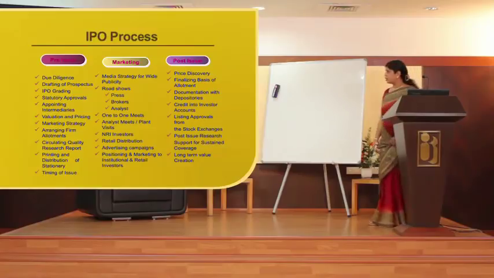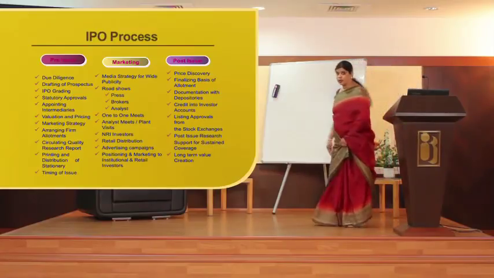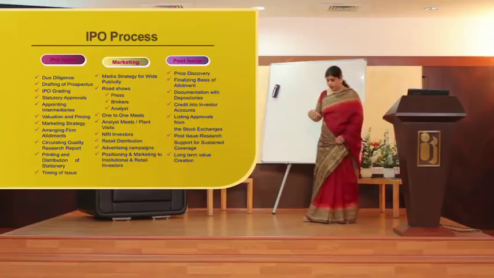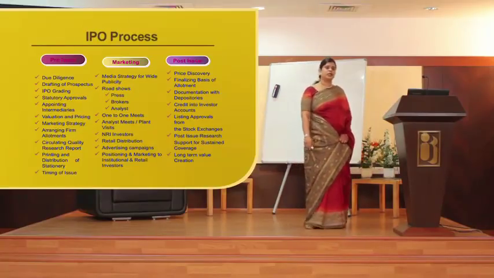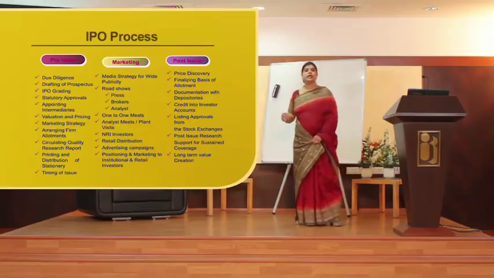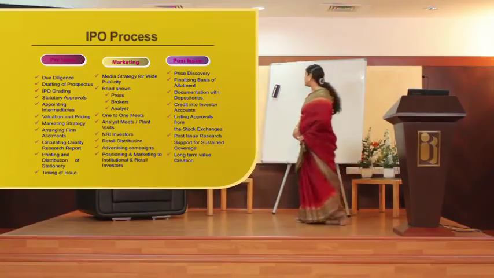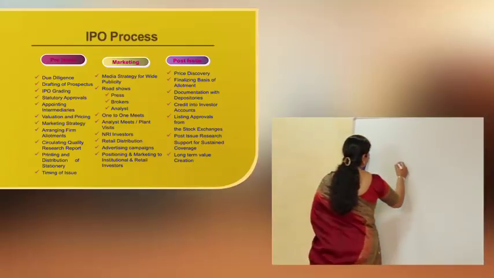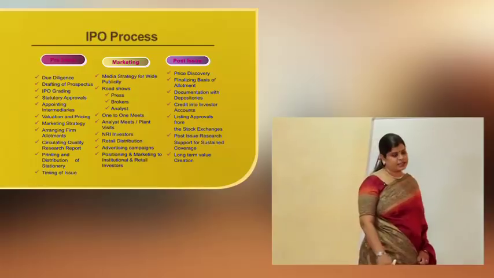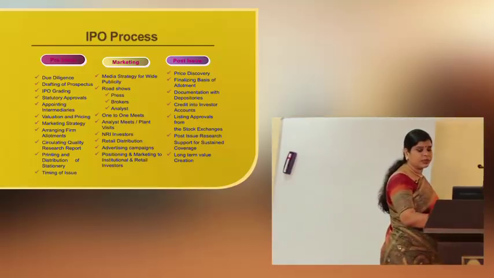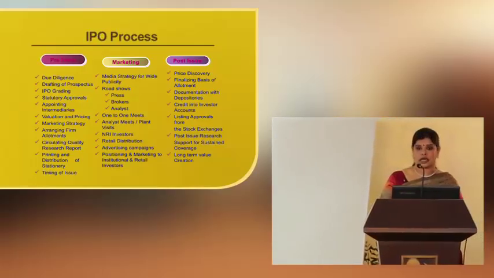Finalizing the basis of allotment, documentation with the depositories, because when you have to get your shares listed and once you are going to allot the shares to the investors, it has to be in demat form. Demat means dematerialization. Dematerialization is done through the depositories. The depositories in India are NSDL and CDSL. So there has to be a credit into the investors' accounts.